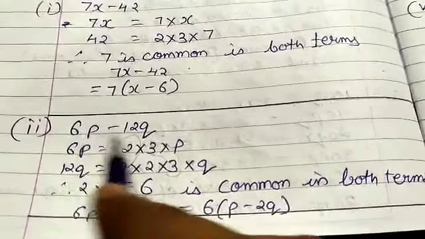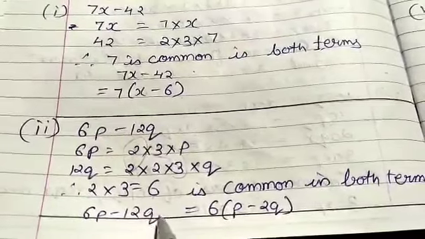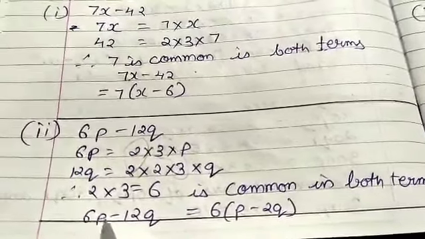So write down this expression again, 6p minus 12q. 6 is common, and what will remain inside the bracket?